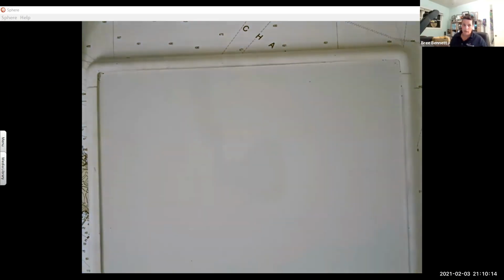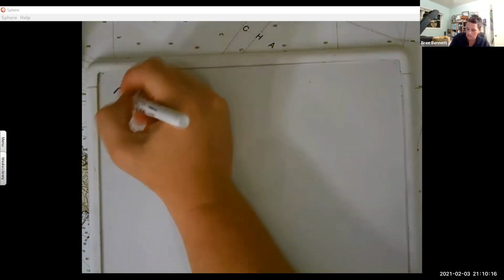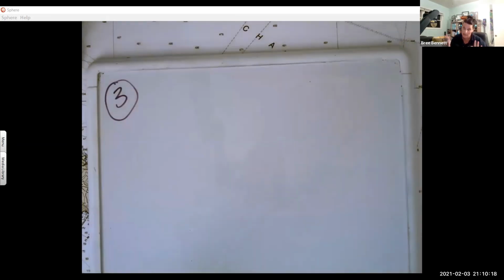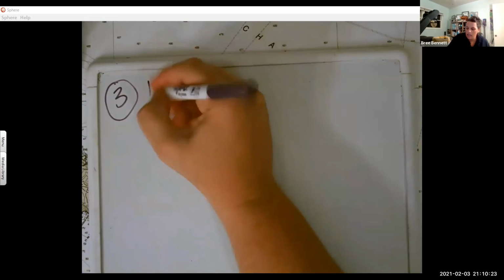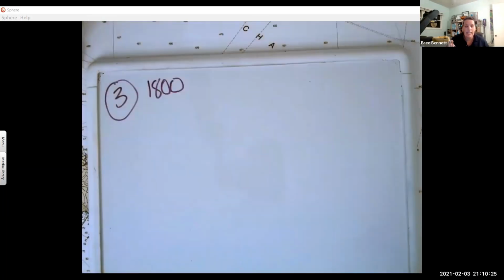Okay, so for number 3, this one's an interesting one. 1800, we are using a handheld compass. I know we haven't gotten into our different tools.